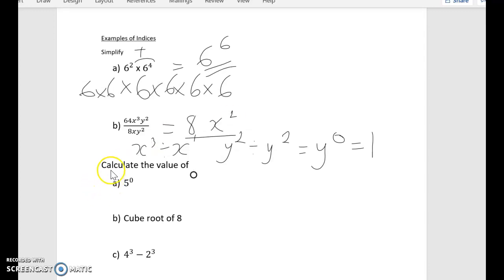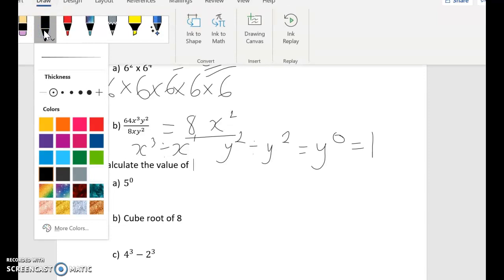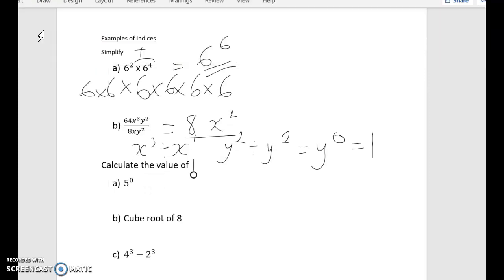Okay, coming down to a different type of question, we've got calculate. Calculate does mean come up with a number answer. So here we've got this scenario again. We saw we had y to the power of 0 here. Here we have 5 to the power of 0. And what you need to remember is that anything to the power of 0 is 1. So this is equal to 1.